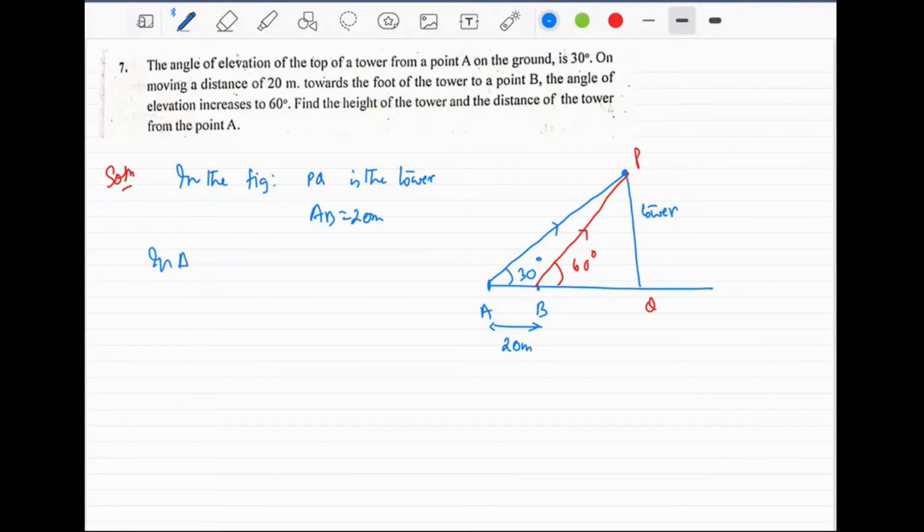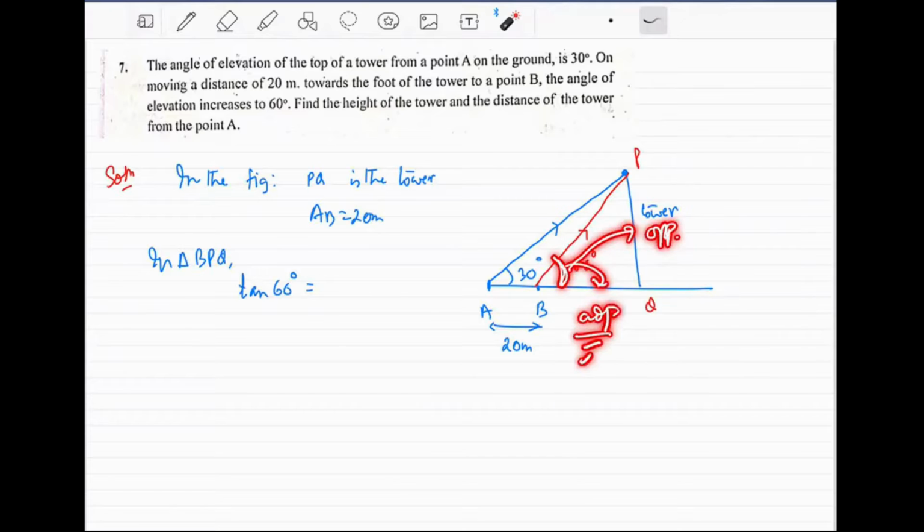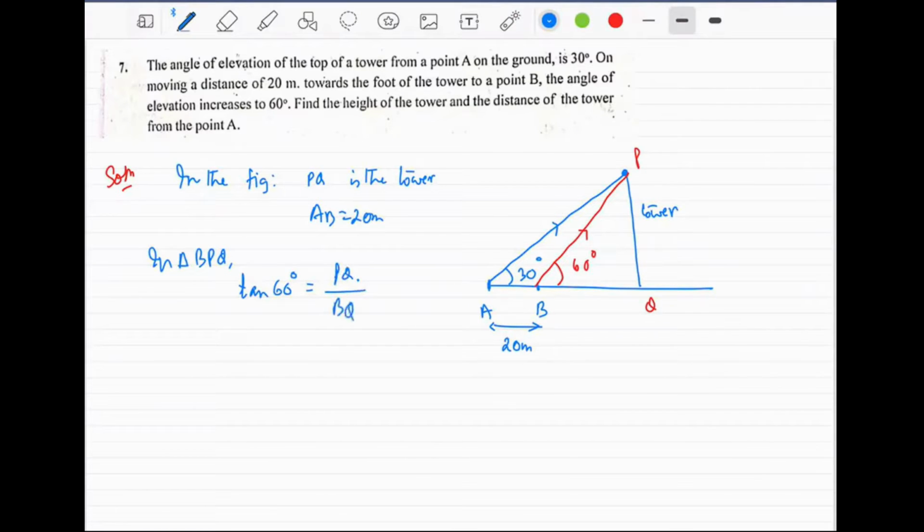In triangle BPQ, use tan theta. Instead of theta, we will have 60 degree. What's the formula for tan? For tan, it is opposite by adjacent, right? Opposite is PQ, adjacent is BQ, isn't it? When you take this angle 60 degree, this is the opposite, this is the adjacent. Okay, we have done so many of these. I think you will be able to remember which one is opposite and which one is the adjacent. So opposite by adjacent, opposite is PQ, adjacent is BQ.